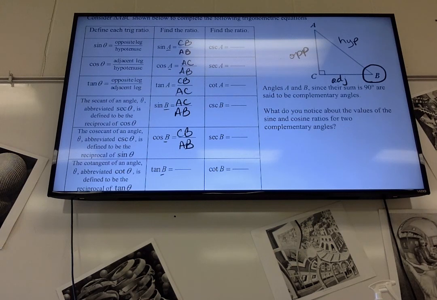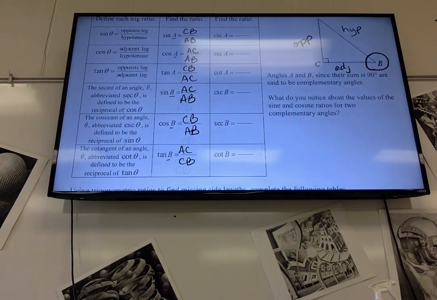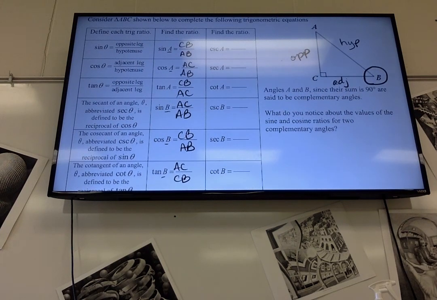And tangent, Amaria? Opposite over adjacent. Yes. Is AC over CB. Very good. So we got that first column all filled out. Now, or the middle column, I should say.